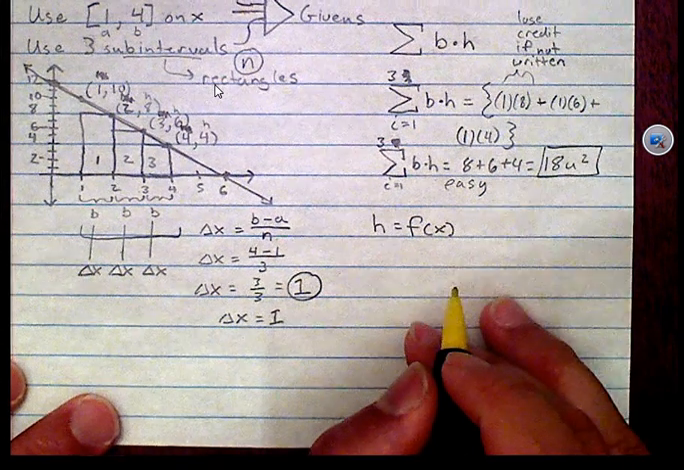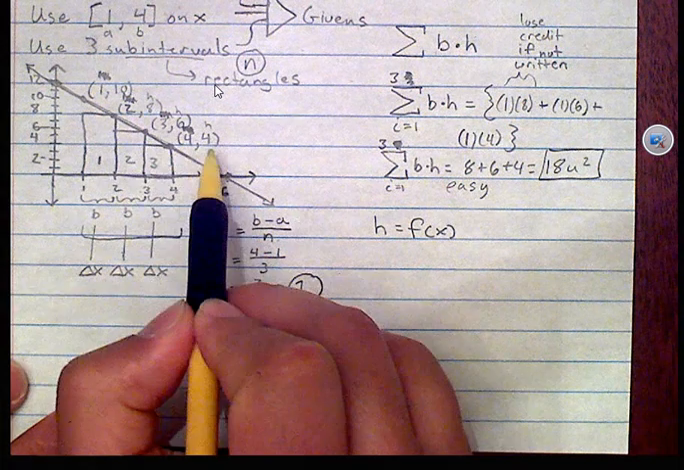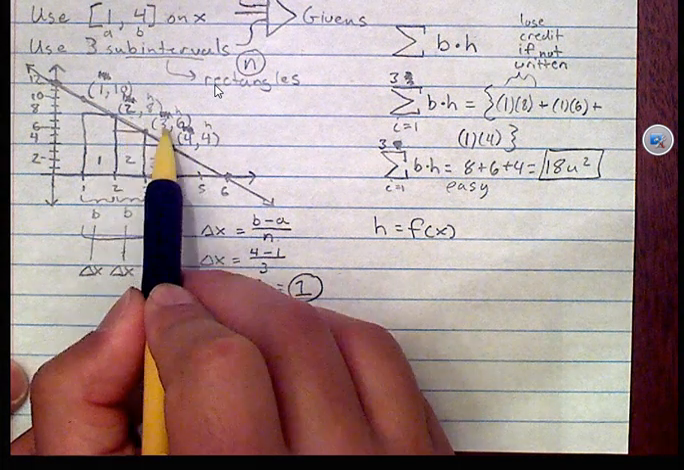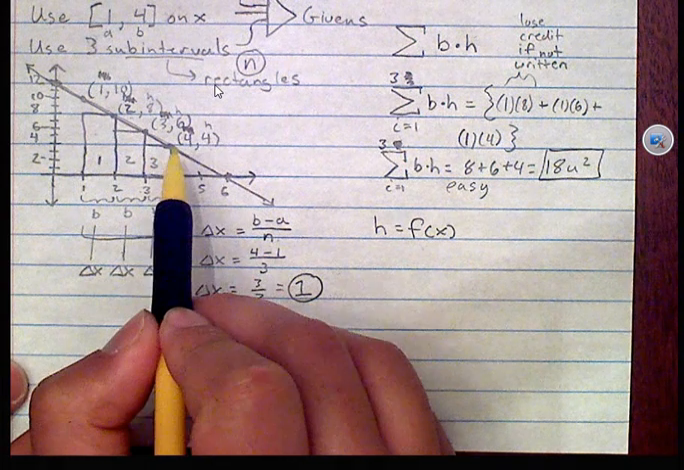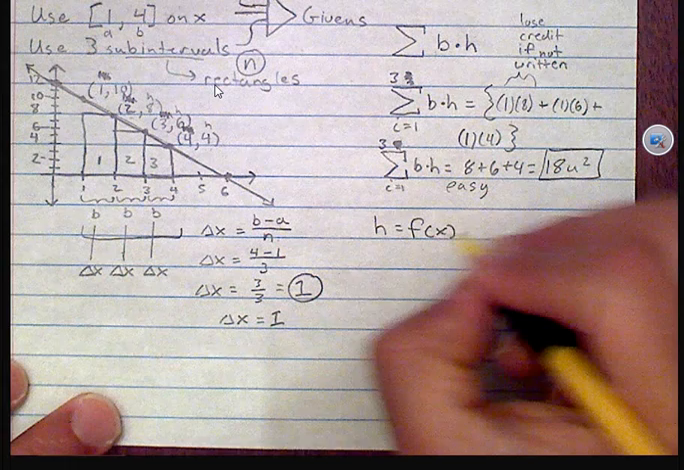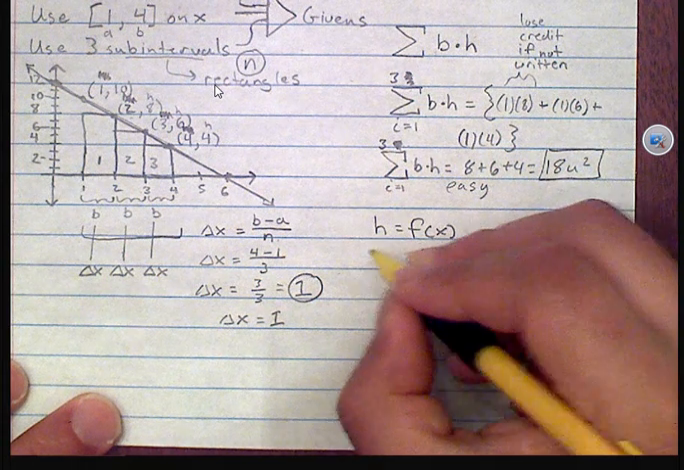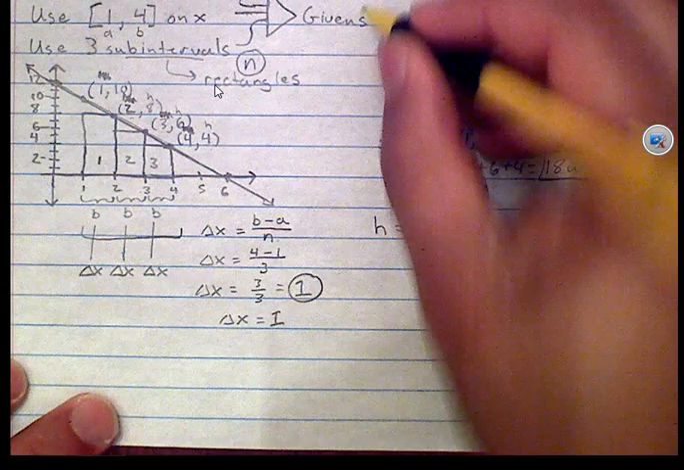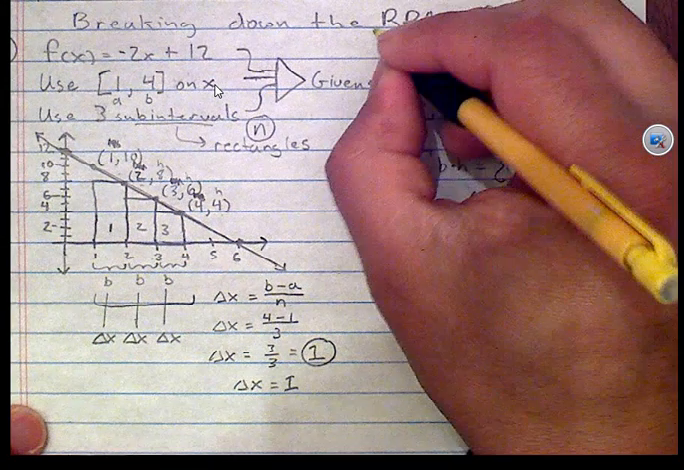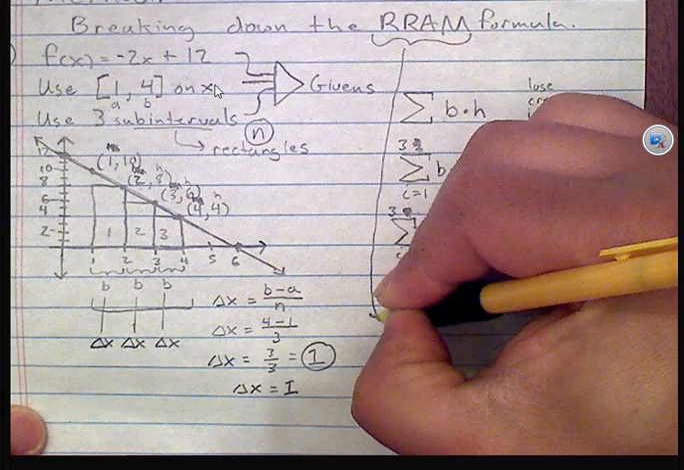But which f of x? Well, it's 8, 6, and 4. Well, how then do we know that x is 2, 3, and 4? See, what we need here is a formula for x. We can't find f of x unless we know what x is. So this is where we take the fact that this is a RAM, and it comes into play here.